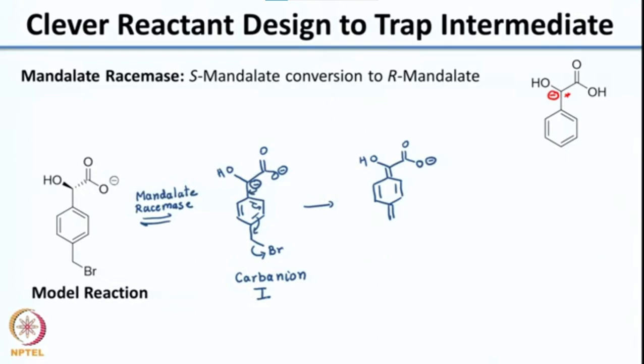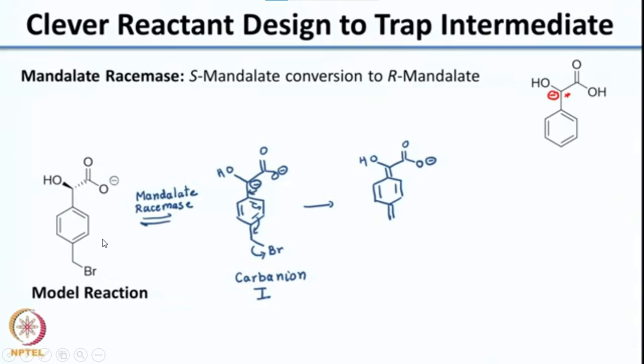Now here, clever reactant design to trap an intermediate. The reaction has been designed in such a way that we can trap the intermediate. Here we have mandelate racemase, the conversion of S mandelate to R mandelate. First of all, you should know what mandelate is. Here the mandelate structure is given.